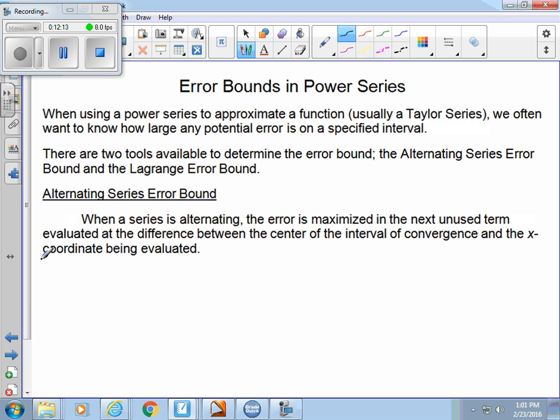When a series is alternating, the error is maximized in the next unused term, evaluated at the difference between the center of the interval of convergence and the x-coordinate being evaluated. And I'll show you how that works momentarily.